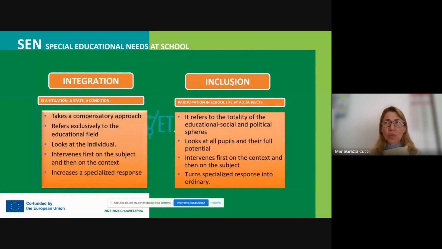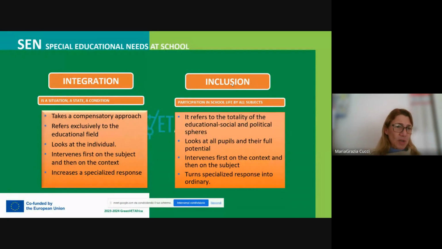What shall we do if we have a student that is in one of the situations that we have seen before, one of the 6 boxes? We can talk about integration and we can talk about inclusion. These terms are very different one from the other.